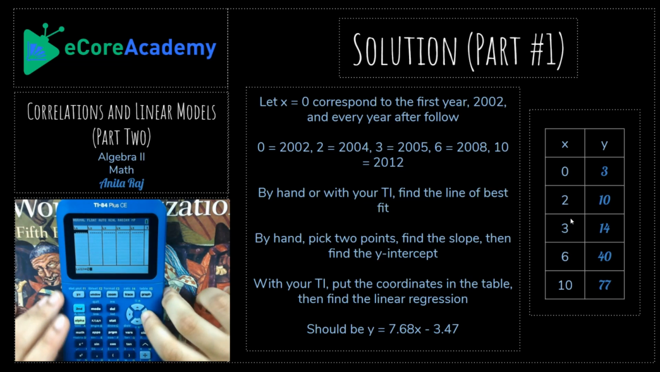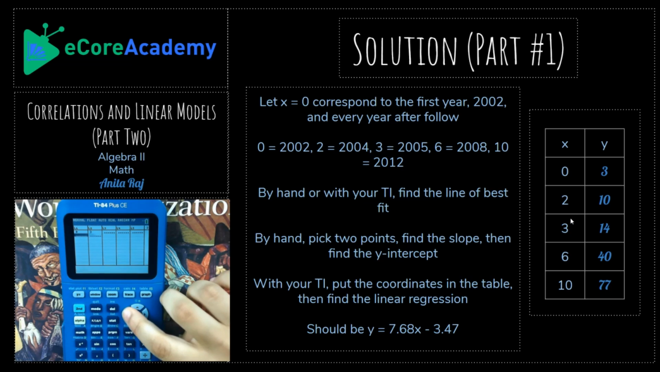So the first point is (0, 3). The second point is (2, 10). The third point is (3, 14). The next point is (6, 40). And the last point is (10, 77). So now all my points are in the calculator.